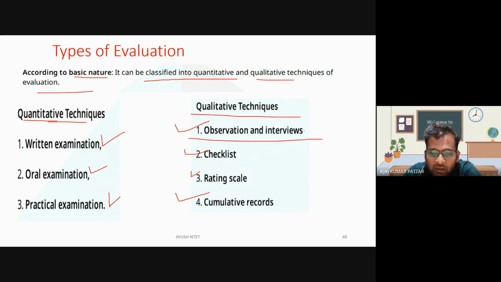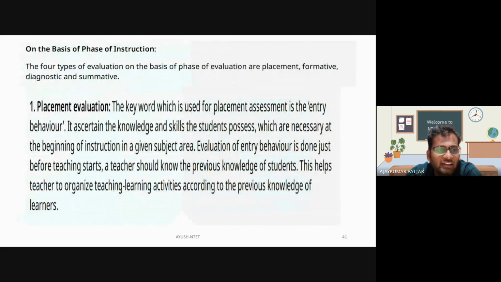Then cumulative records. Cumulative means his previous records, previous things, everything we are adding one by one, and we are evaluating him. That is the cumulative. Cumulative means adding. That is the meaning of it. Qualitative, quantitative. Quantitative technique means number or measurement. Exam, oral exam दिया तो भी हमने मार्क्स देता है, प्रैक्टिकल एग्जाम में भी मार्क्स देते हैं, रिटन एग्जाम में भी मार्क्स देते हैं. तो क्वालिटेटिव टेक्निक में क्या आते हैं? ऑब्जर्वेशन, इंटरव्यूज, चेकलिस्ट, रेटिंग स्केल, क्यूमुलेटिव रिकॉर्ड्स कम्स अंडर द क्वालिटेटिव टेक्निक्स.